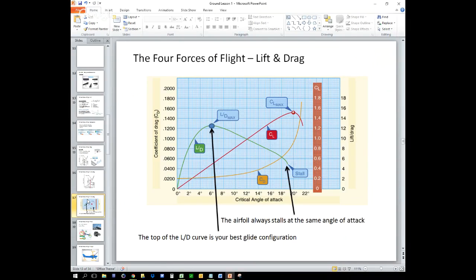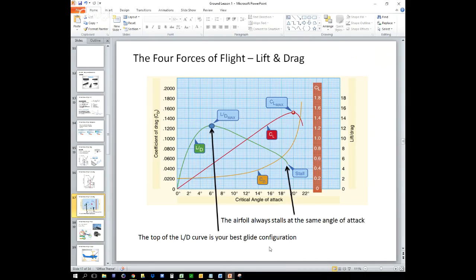Yes, this particular chart is specific to the aircraft you're flying. It will change on each aircraft you fly. And the reason for that is the wings are designed differently. You'll have a different angle of attack for all these different relationships.